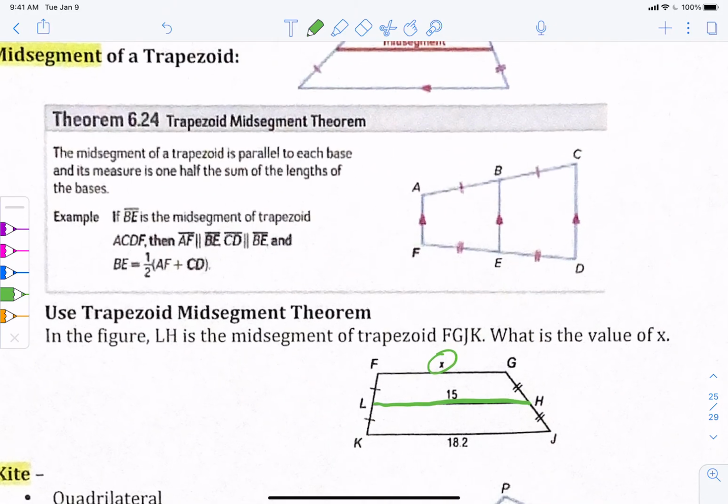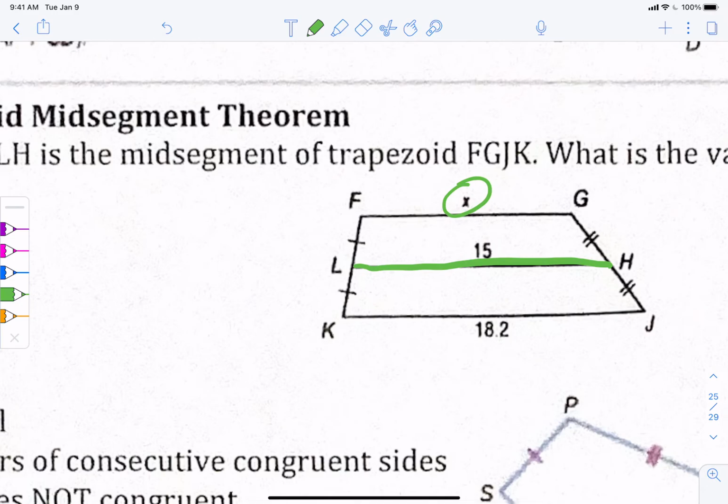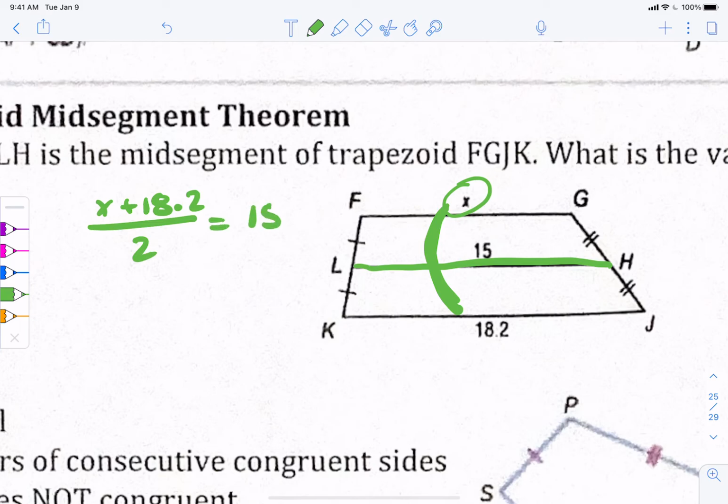Mid segment. All right, I'm going to show you how to do this two different ways. To find the mid segment, you add these two together and divide by 2. It's finding the average. So I would take x and add it to 8.2, 12.2, divide by 2, it gives me 15, right?